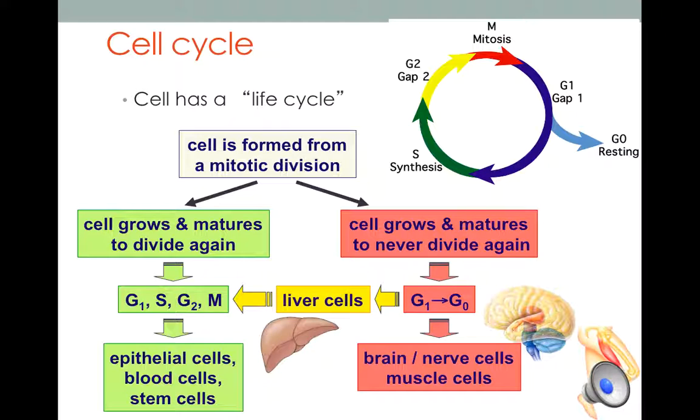Examples of these would be like the brain and the nerve cells plus your muscle cells. There's all kinds of other different cells in your body that are too specialized to ever divide again. Some cells, though, like a liver cell, can actually be pulled out of G0 phase and be put back into the cell cycle so that it can regenerate itself. So again, basically the only cells in the body that can be pulled out of G0 phase are your liver cells. That's why your liver is basically the only organ that can regenerate itself.